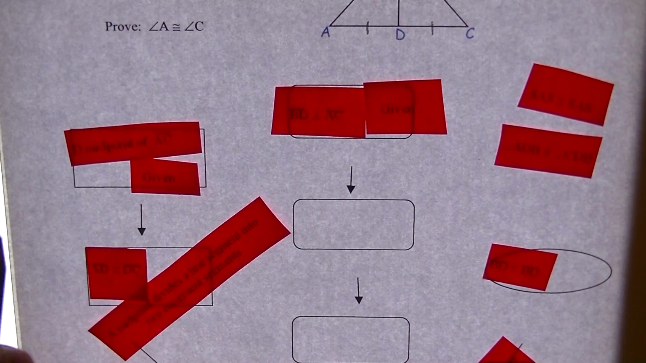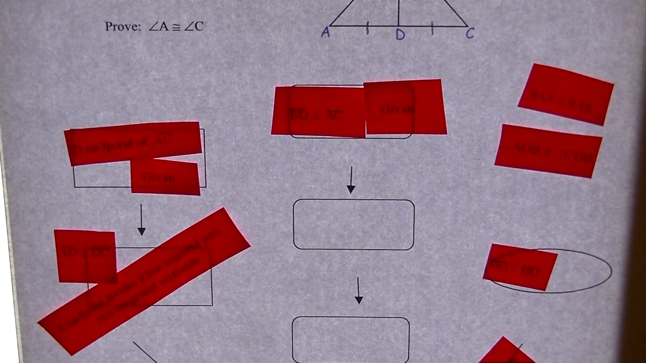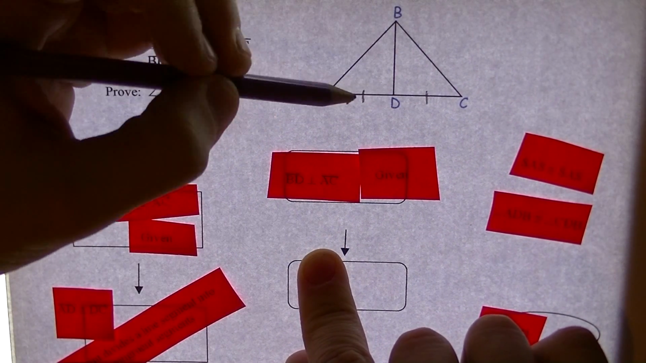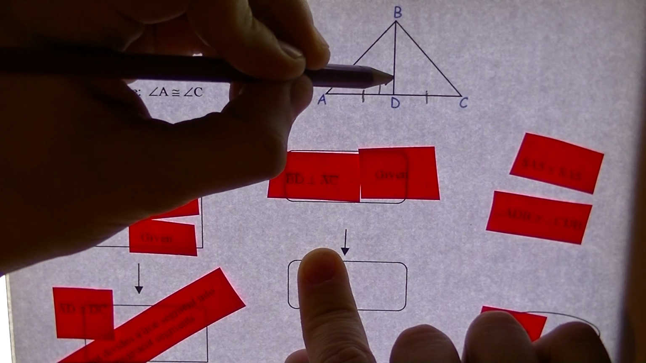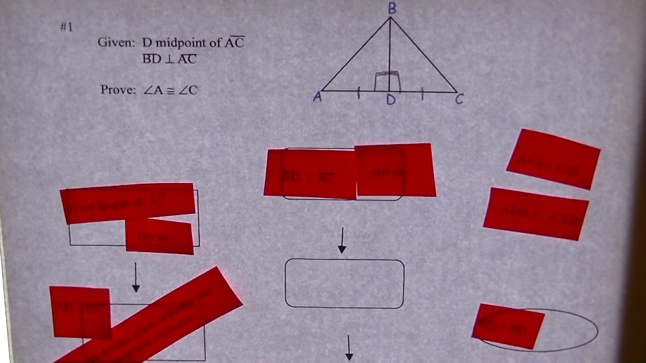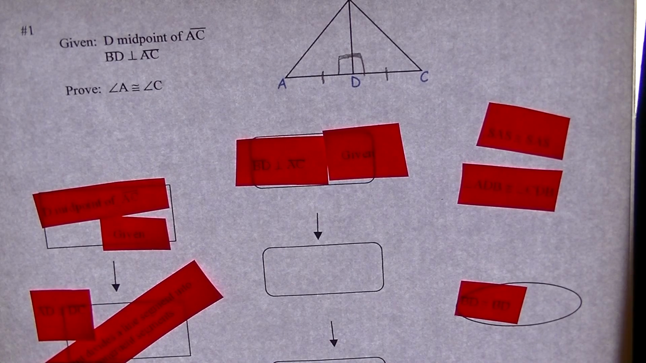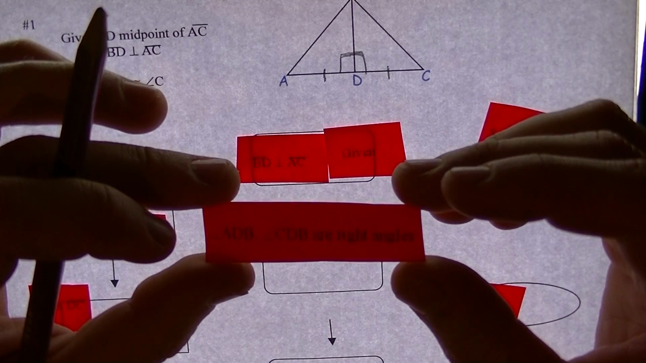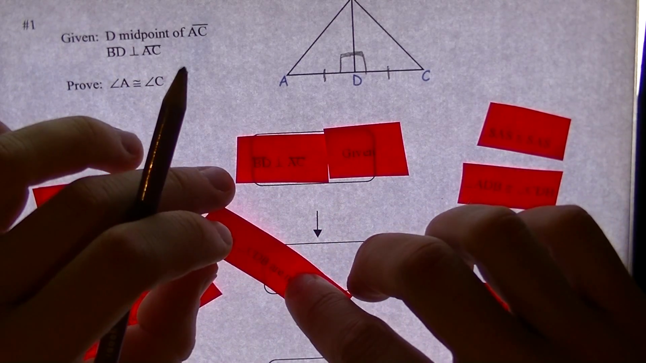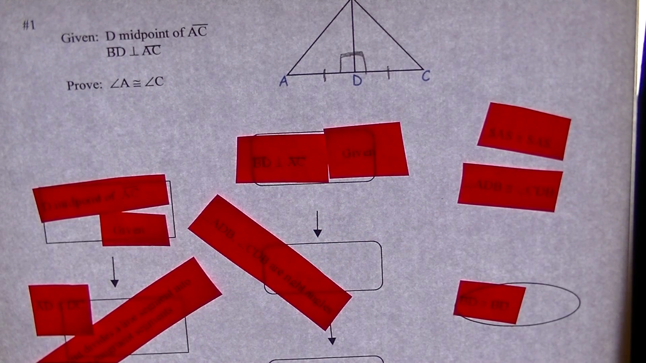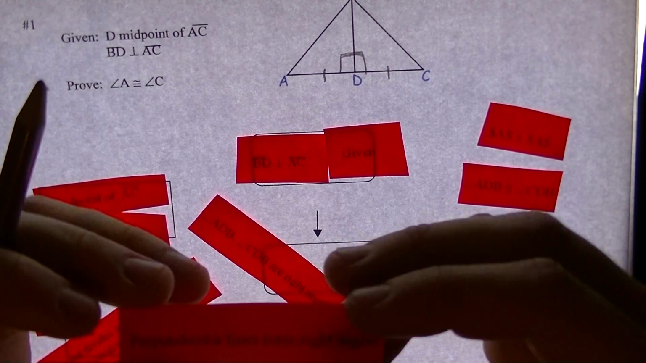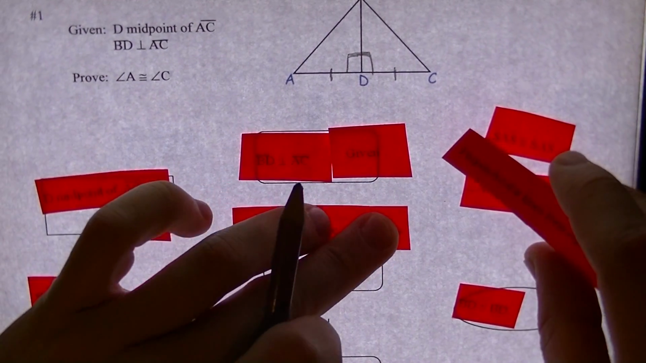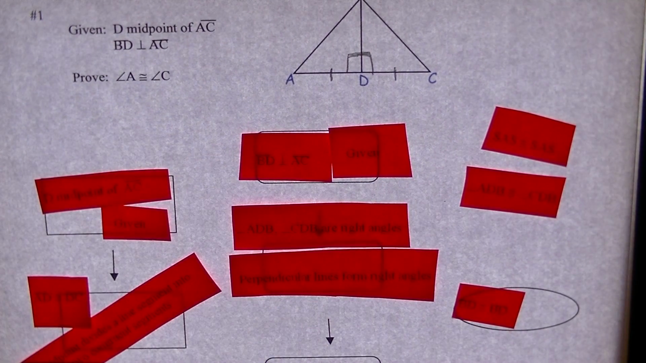So now I'll keep going on from what I get from perpendicular. If BD is perpendicular to AC, well, I know that means it's forming right angles. So this angle is going to be right, and this angle is going to be right. Let's see if I can find the matching thing over here. Oh, look at that. ADB and CDB are right angles. That's exactly what I just said. And the reason is the definition of perpendicular lines, or the fact that perpendicular lines form right angles. So that'll be my statement and my reason for this box right over here.